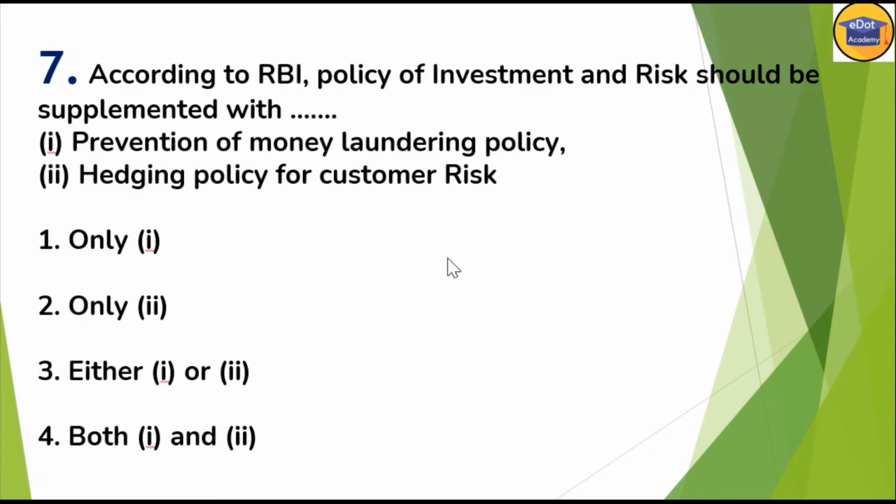Now the seventh question is also concept based. According to Reserve Bank of India, the policy of investment and risk should be supplemented with: prevention of money laundering policy, and option 2, hedging policy for customer risk. So according to the Reserve Bank of India, the risk should be supplemented with both the prevention of money laundering policy and the hedging policy for customer risk. Both are correct here. You must go through this policy of investment. It is very difficult, but for this question both options are correct here.